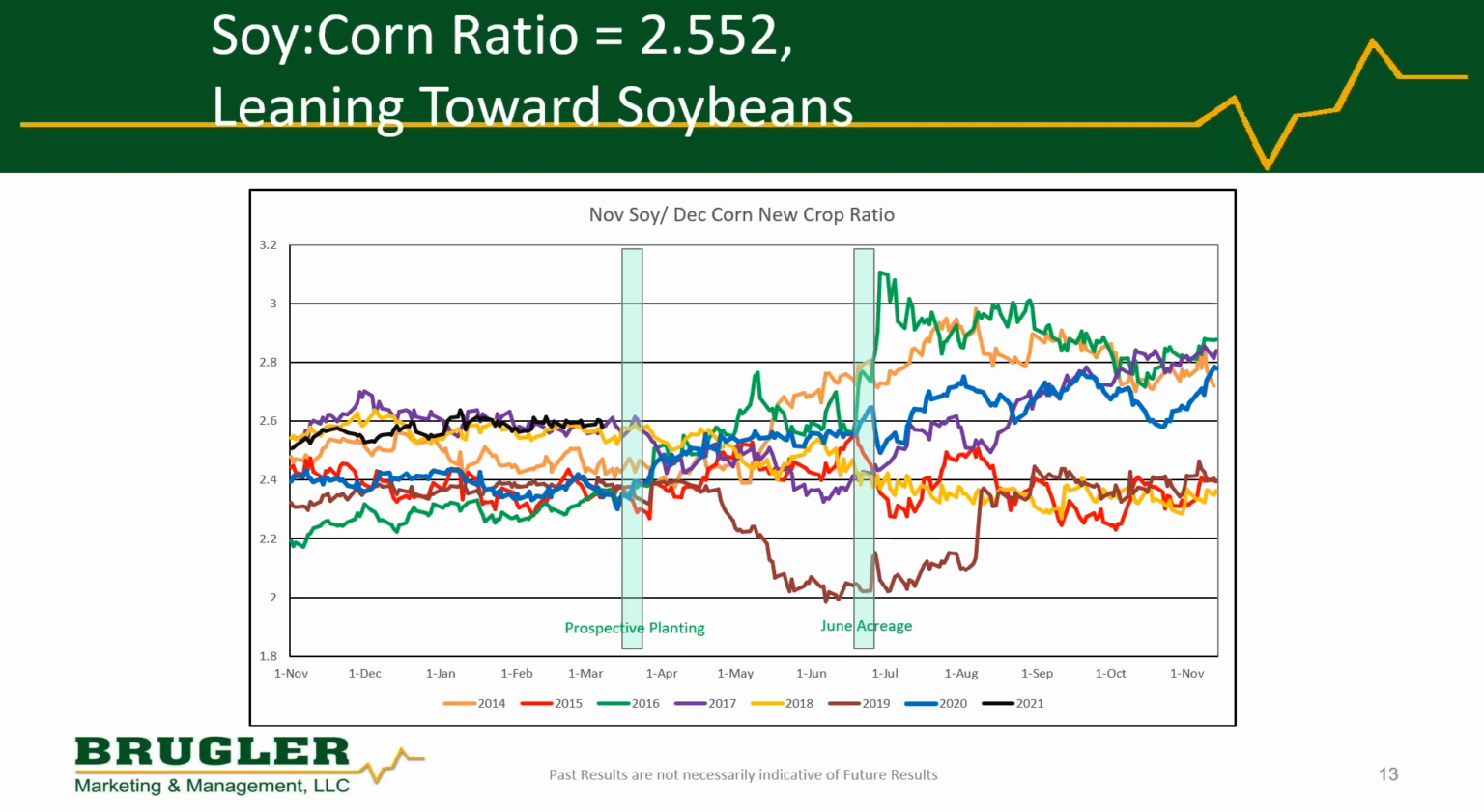We're taking November soybeans divided by December corn. The black line is this year's line, and you can see that it's been hovering around 2.6 to 1 for most of the 2021 calendar year. Current ratio last night was 2.55 to 1, but anything historically over 2.3, which would be about where the top part of the green line is, would buy you more soybean acres. 2.5 buys you a lot more bean acres relative to corn.